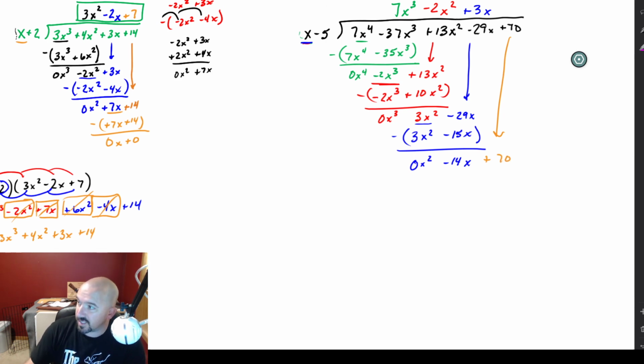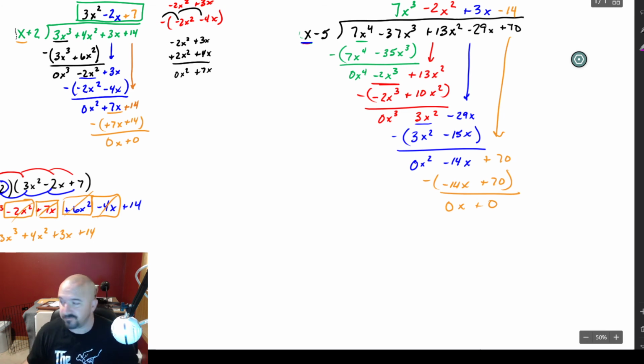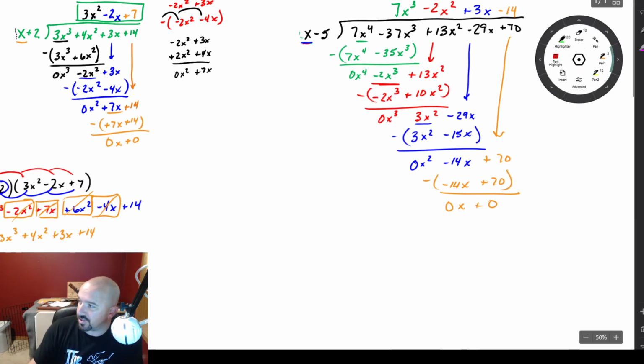1 goes into negative 14 times. I have an x, I want 1x, and so I don't need any more. So I don't bother. Distributing through, negative 14 times x is a negative 14x. Negative 14 times negative 5 is a positive 70. And parentheses, and subtract. Negative 14 minus negative 14 is 0. 70 minus 70 is also 0. So I'm done. I'm going to leave it to you to check. I'm going to take the lazy man's way out and just say, yeah, I feel pretty good.